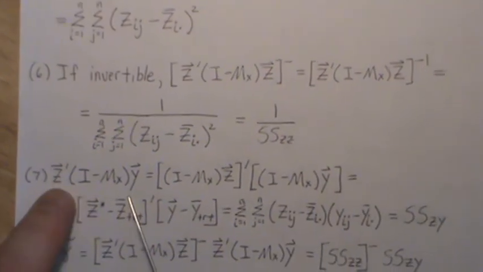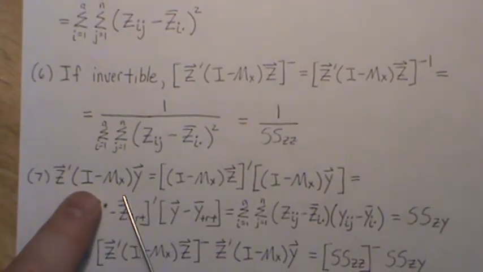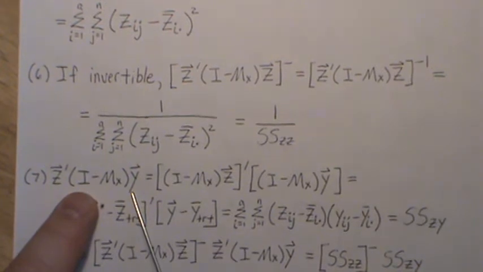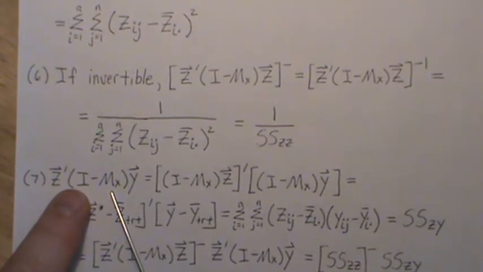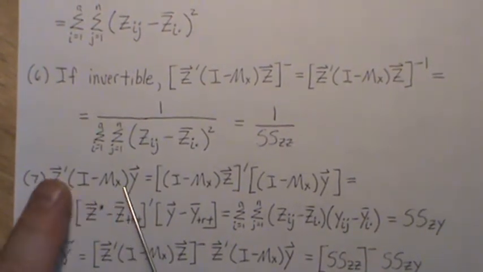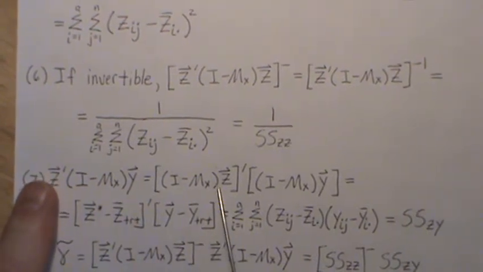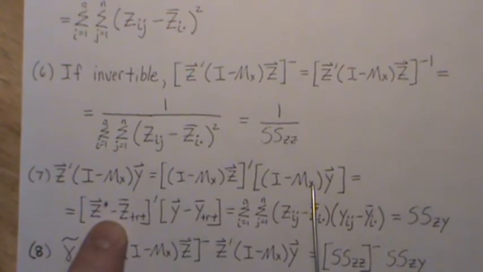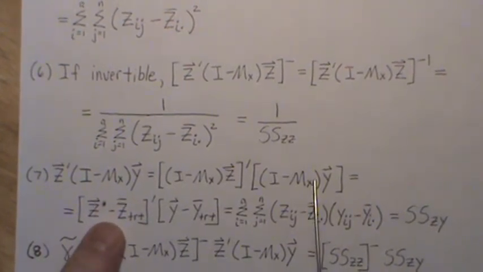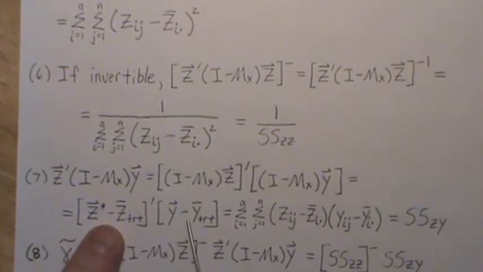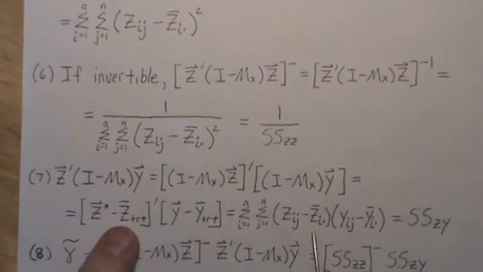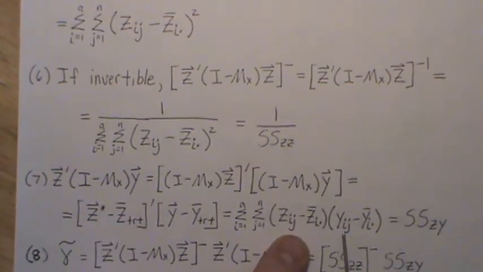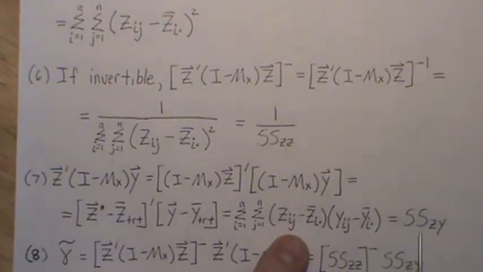Now this one, z transpose (I minus Mx) y, we're going to do something very similar. The I minus Mx is idempotent, so you can multiply it out and then untranspose the second piece, and we're left with this. But this we developed into this, and this we derived this. And so this vector product creates the sum of the cross products. And let's just call that generically SSZY.